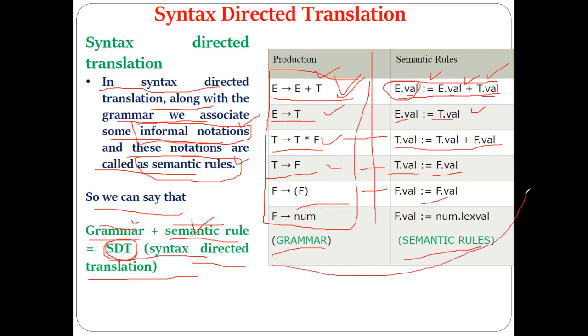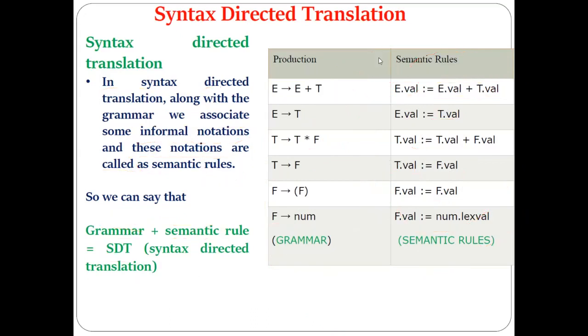So this whole part is referred to as the SDT, or the SDT grammar. Understood. So this is the concept of syntax-directed translation. Along with the grammar, we associate some informal notation, and these notations are referred to as semantic rules. This grammar plus semantic rules is referred to as a syntax-directed translation. From this we have to generate the new parse tree or the new abstract syntax tree, and that new tree will be referred to as the annotated parse tree or the decorated parse tree.